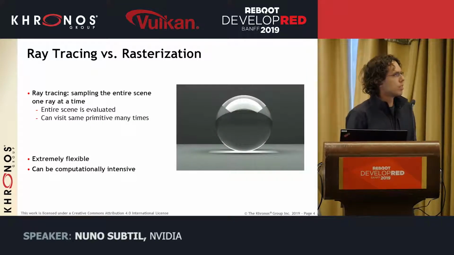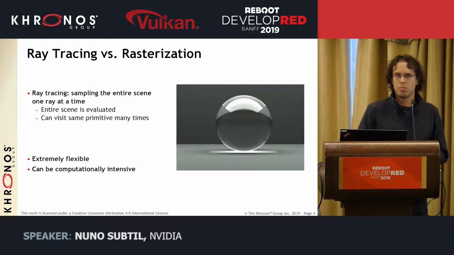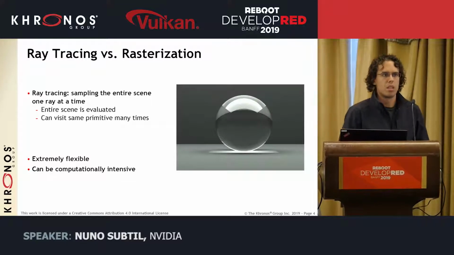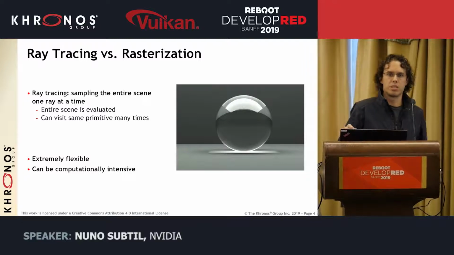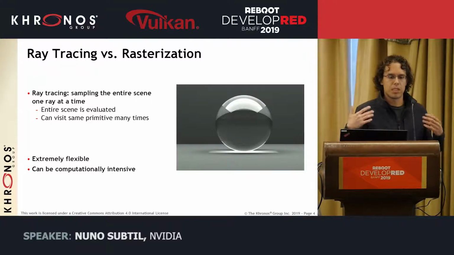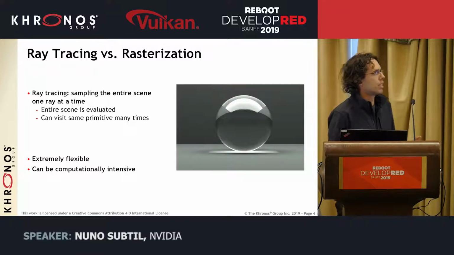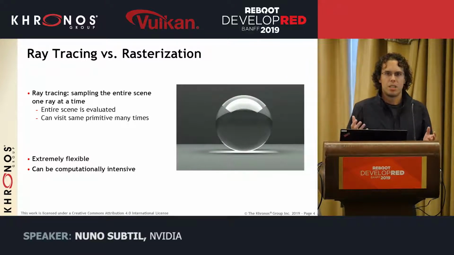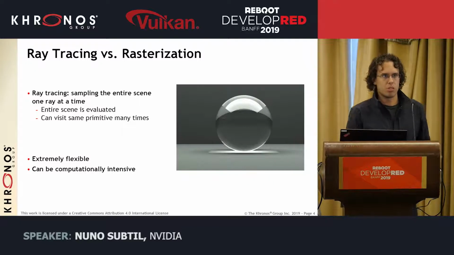In contrast, with ray tracing, you're not traversing a list of triangles and evaluating them one at a time. With ray tracing, you're defining rays in your scene with a starting point and a direction, and you're shooting rays into the scene. You're intersecting each ray with the entire scene. So you're evaluating the whole scene one ray at a time, right? There's no limit on what kind of rays you can shoot or how many rays you can shoot, other than obviously time budget.